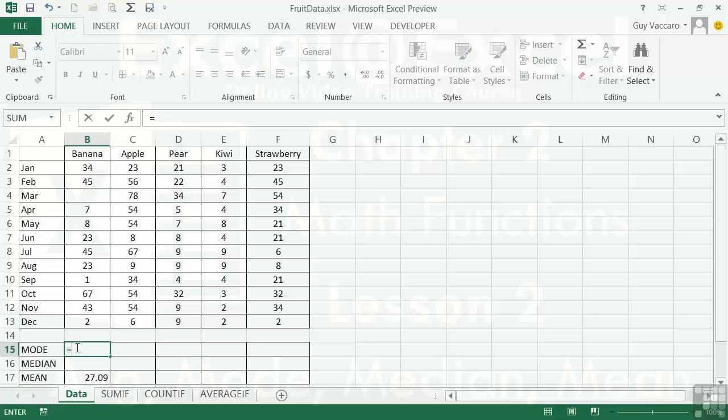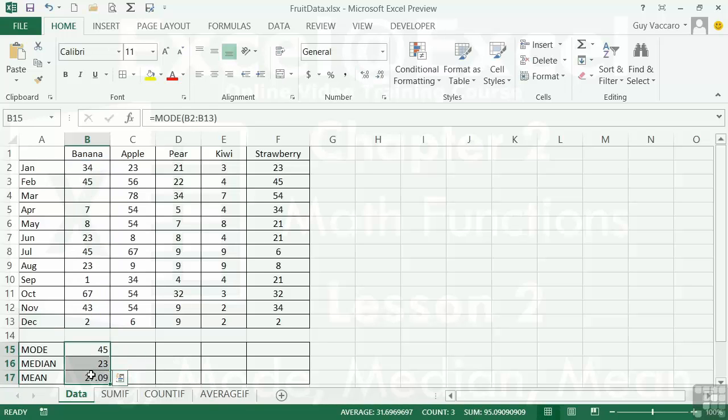Now the mode function is equals mode. Highlight your range, return, and we find that 45 is the most occurring value in the range. In fact, it occurs twice. And then median, the middle value is median, equals median, open brackets, highlight the range, return, and it gives us a median of 23. Now all three of those can actually be referred to as the average, but they are worked out and calculated in different ways. All three of those methods are achievable in Excel using the average function, the median function, and the mode.